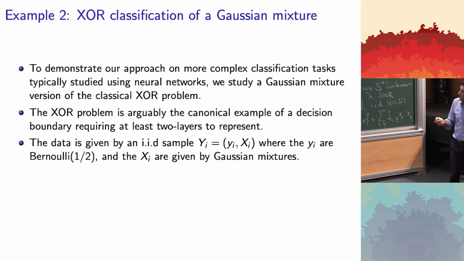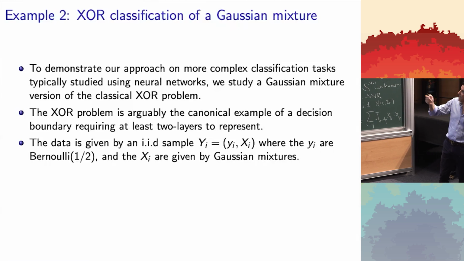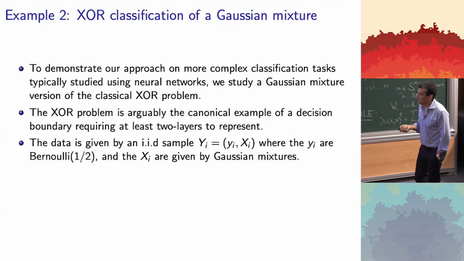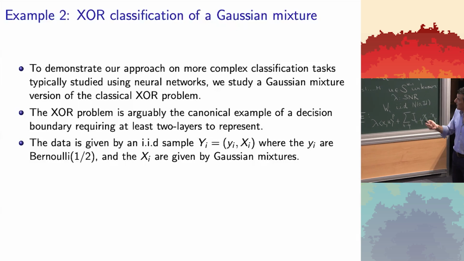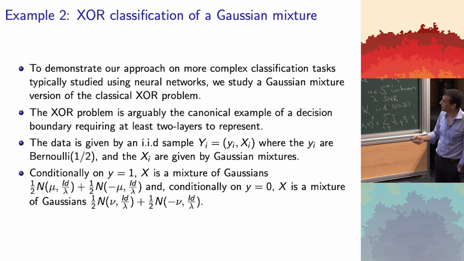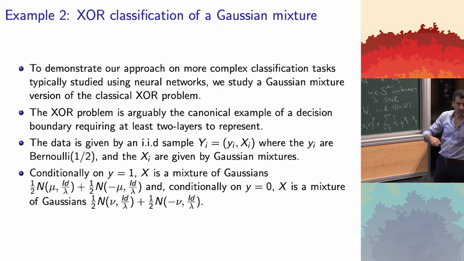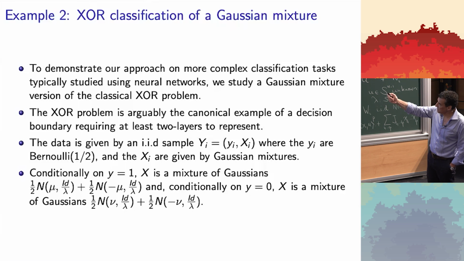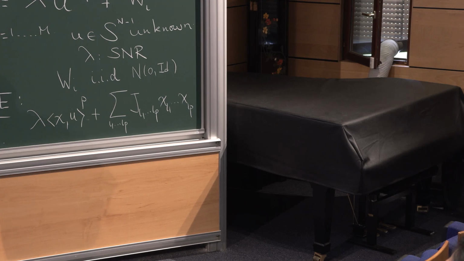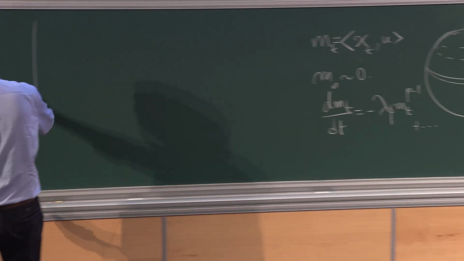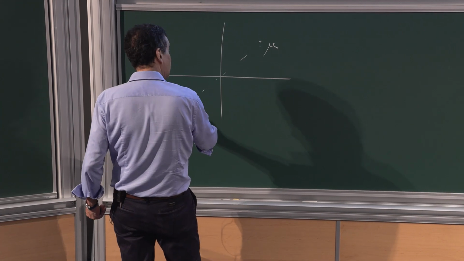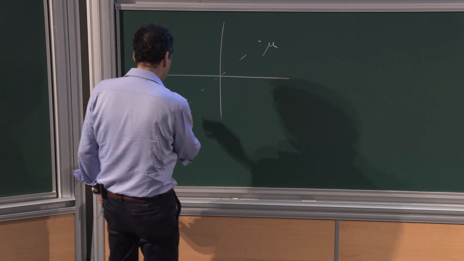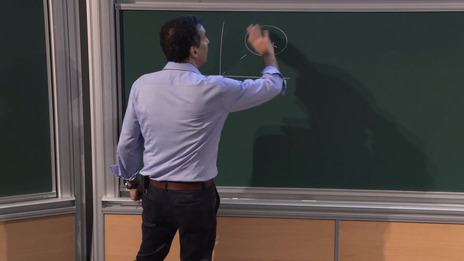So here's the question. The data is given by an IID sample, capital Yi, little yi and xi. So the yi's are Bernoulli 1/2, I mean, coin tossing, 0, 1 with probability 1/2. And the xi's are given by Gaussian mixtures. So when y is 1, where your thing, let's say, is red, then x is a mixture of 2 Gaussians. Here, to simplify, you put it, let's say, here with a center mu and negative mu. And so around each of them you have a Gaussian, right?